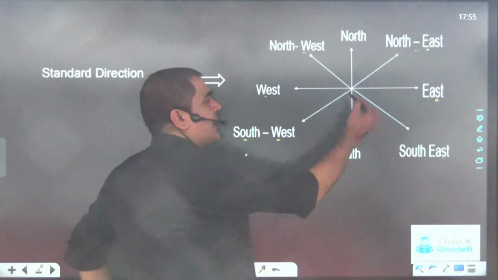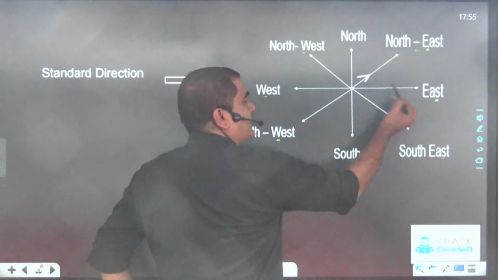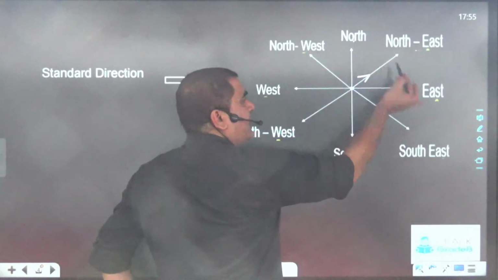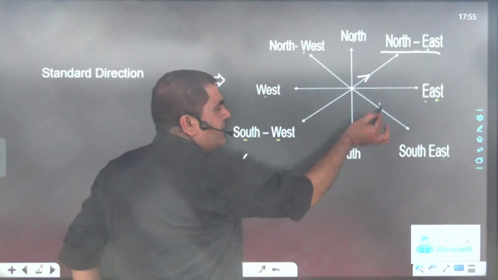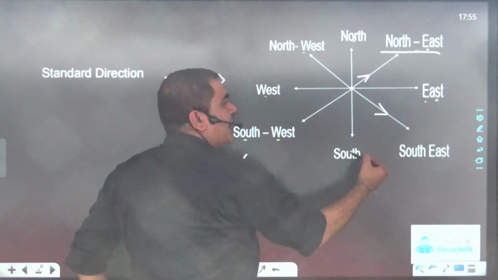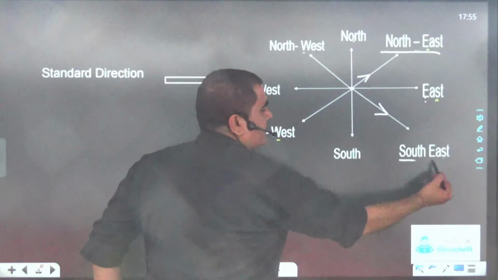Let's say somebody starts from this place and moves in this direction. So this is a combination of north and east, so it will be called northeast. If somebody is moving in this direction, that will be between south and east, so that will be called southeast.